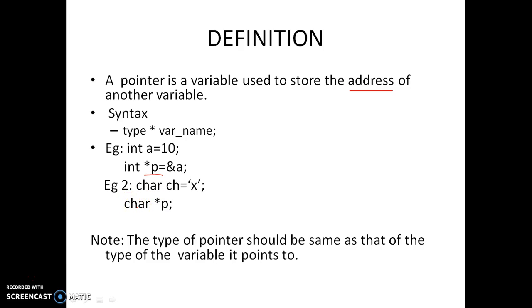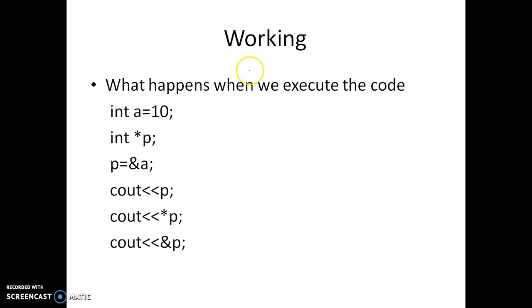Now we will see a working example of how a pointer works. There is a code segment for you. We will see it line by line. First is int a = 10. What happens in the background is that in the memory, a location is allotted for a. Say I'm calling this address 1010. So in address location 1010, the value 10 is stored, and that address location is named a.